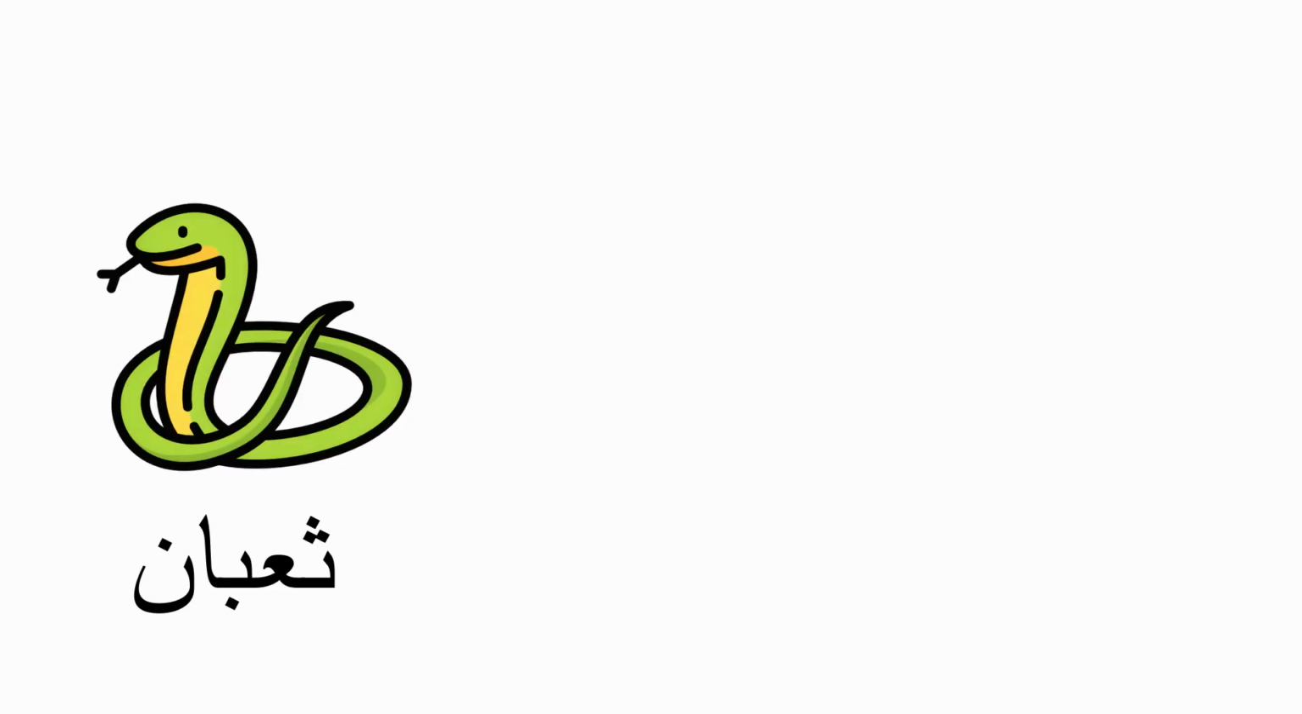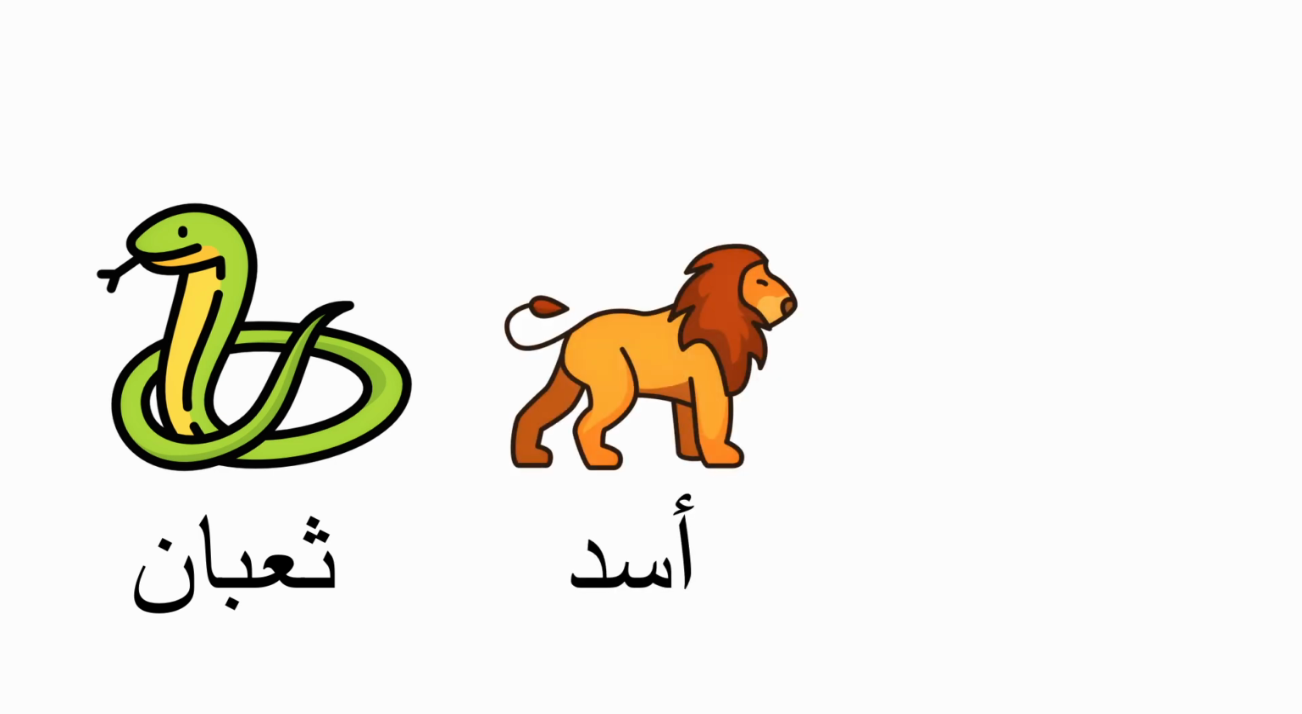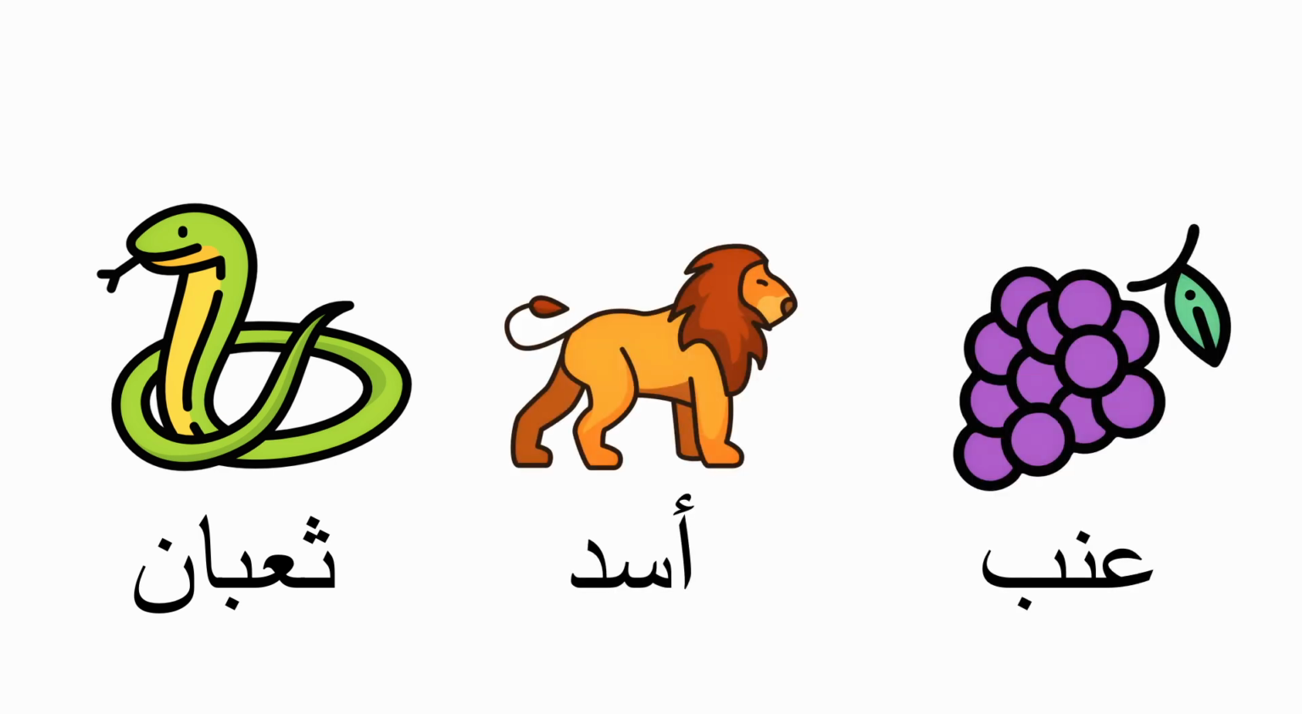Now take your pen and practice writing Tha in the beginning, middle, and end. Now the exercise. Choose which word has the letter Tha. Tha'ban, Asad, Anab. Bravo. Tha'ban. 3 other words.